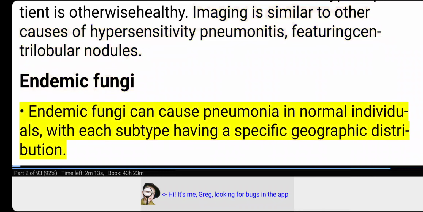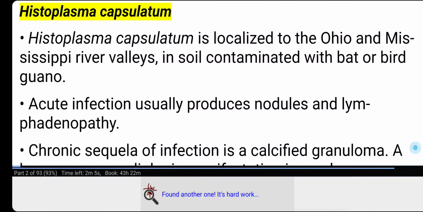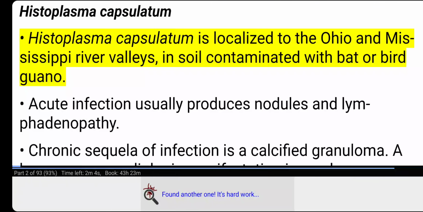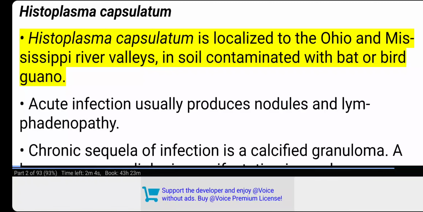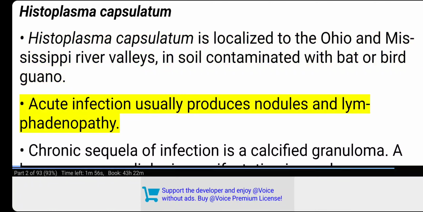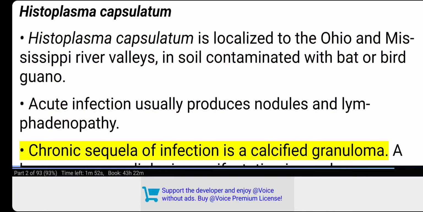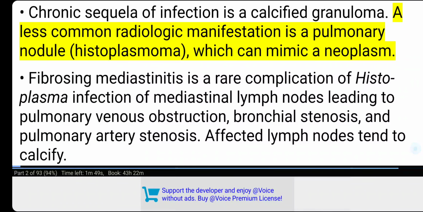Endemic fungi. Endemic fungi can cause pneumonia in normal individuals, with each subtype having a specific geographic distribution. Histoplasma capsulatum. Histoplasma capsulatum is localized to the Ohio and Mississippi River valleys, in soil contaminated with bat or bird guano. Acute infection usually produces nodules and lymphadenopathy. Chronic sequela of infection is a calcified granuloma. A less common radiologic manifestation is a pulmonary nodule, histoplasmoma, which can mimic a neoplasm.